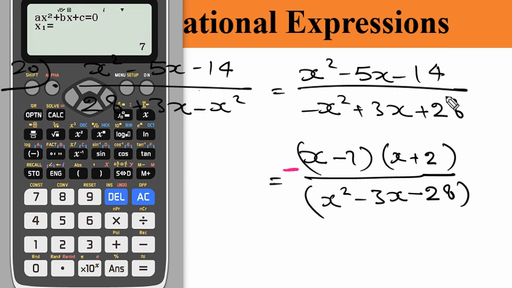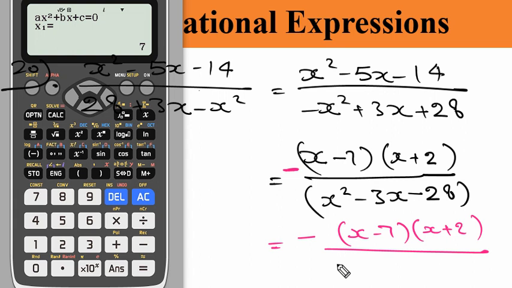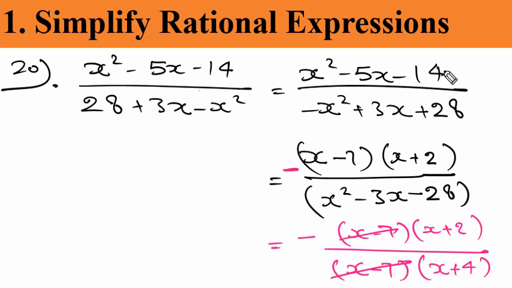So let me quickly write it again: negative x minus 7, x plus 2, over x minus 7. I saw x equals 7 and somehow didn't process it, so that will give you minus 4, so that is plus 4, right? This will be cancelled and your answer will be negative x plus 2 over x plus 4.